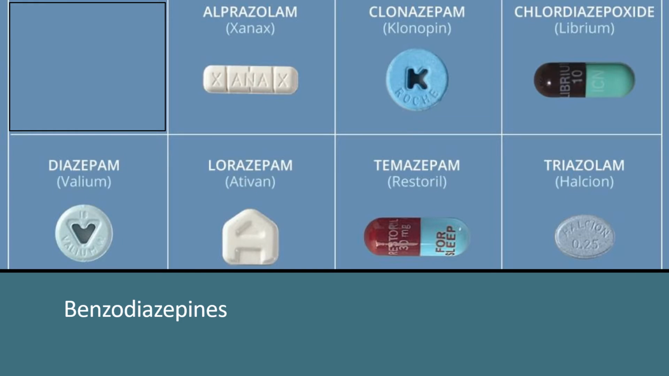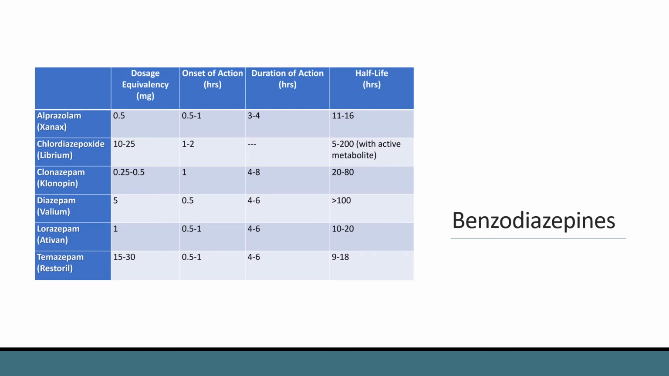Benzodiazepines. So the benzodiazepines, those are your Xanaxes, Klonopins, Libriums, Valiums, Ativans, Halcyons, which is not really used anymore, Restoril. So these medications have a lot of bad press, and there's many reasons for that. But it's important that you know that overall, the way we differentiate the benzodiazepines really is in terms of their onset of action and their duration of action. And that's not always correlated with the half-life.